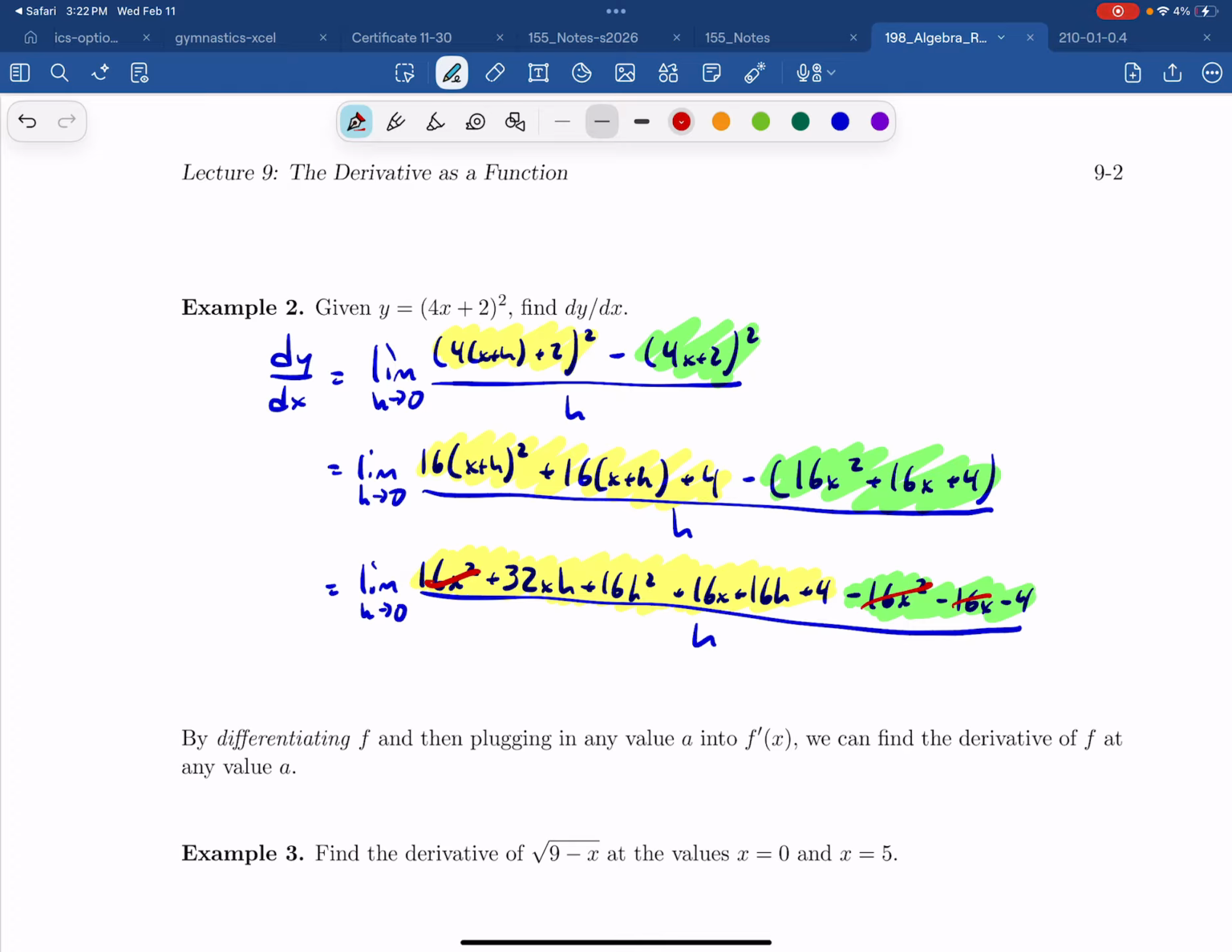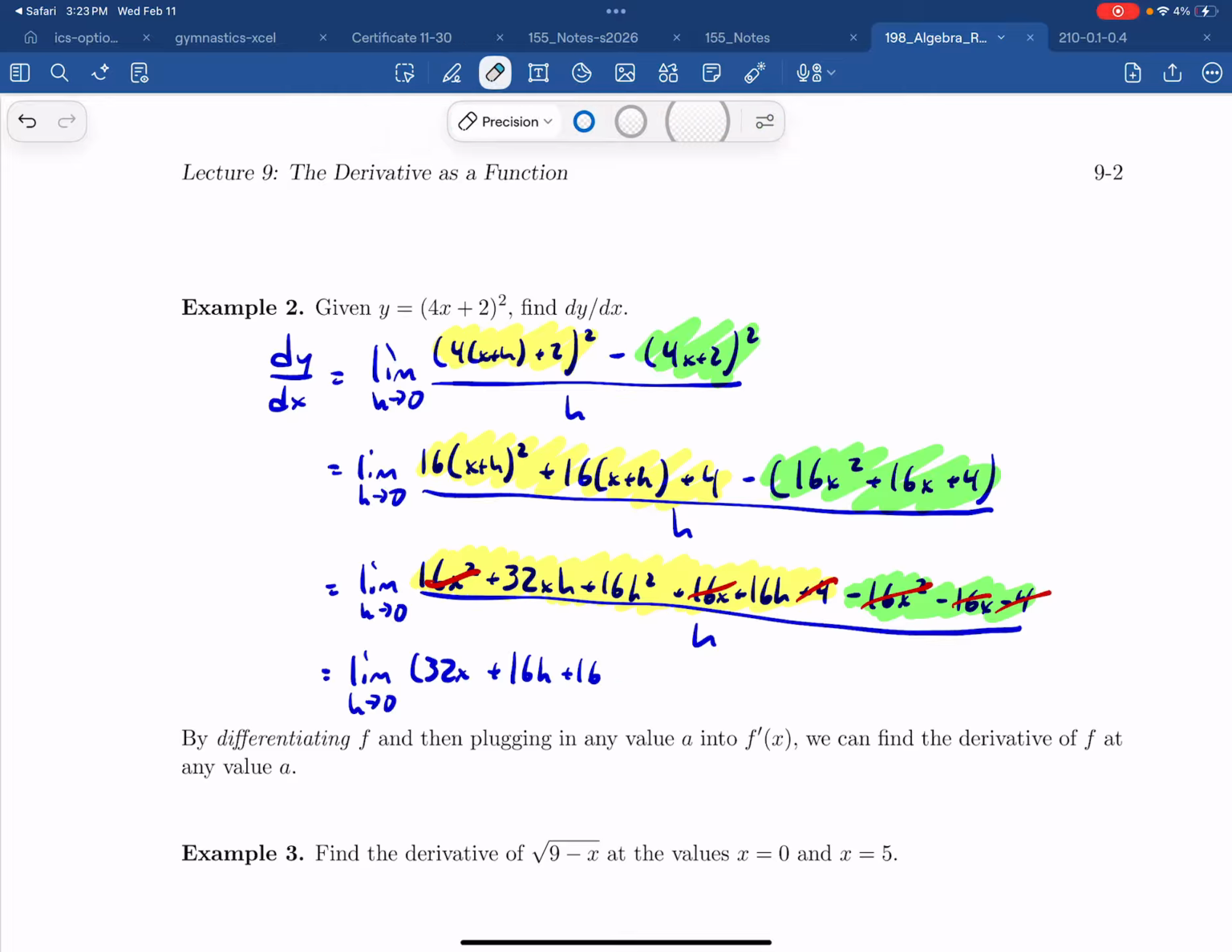The way this is always going to work out is that all of the non-h terms should cancel, because the goal of this is always to divide out the top by h, to divide out the bottom by h, right? That's always the goal of all this. So I'm going to factor out an h, and I'm going to get 32x plus 16h, oh no, sorry, plus 16. Yeah, I guess that's what I get. And all this is times an h, right? Notice I factored out this h. That's the h that I factored out.